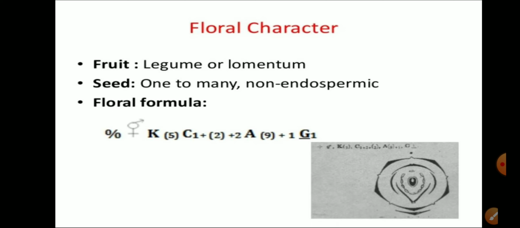Calyx are 5, 2 are fused, and they are in position 1 plus 2 plus 2. That means 1 is separate, and 2 are fused, and 2 are on the opposite side. 2 are located separately, and we have 1 superior ovary.